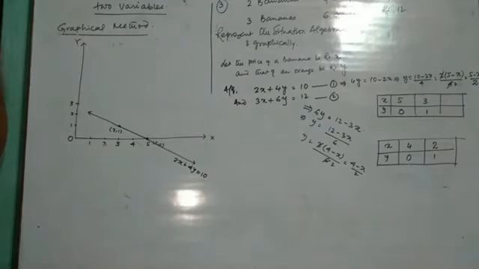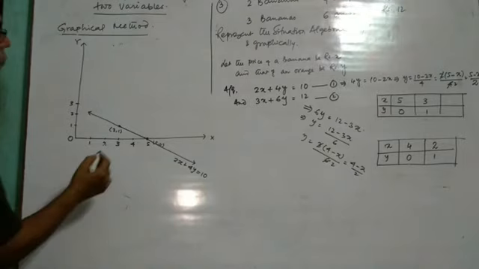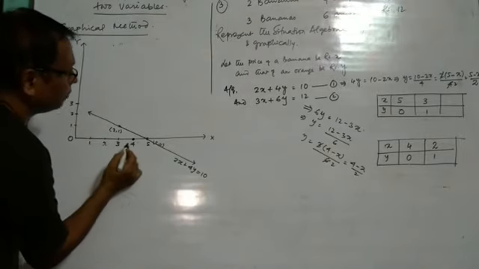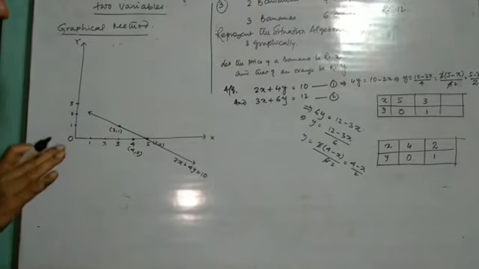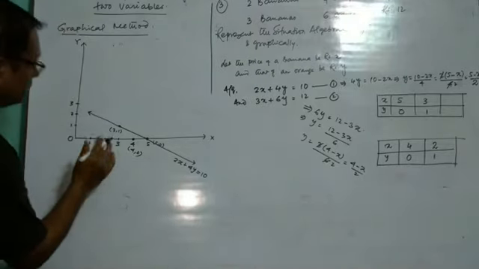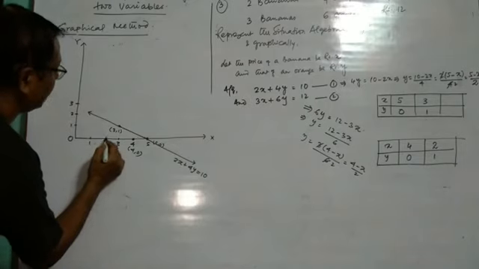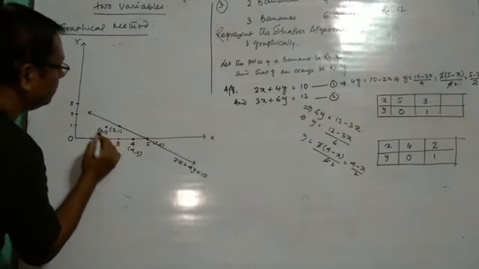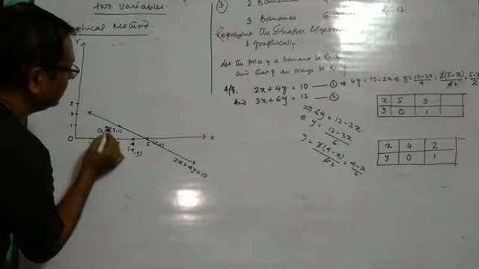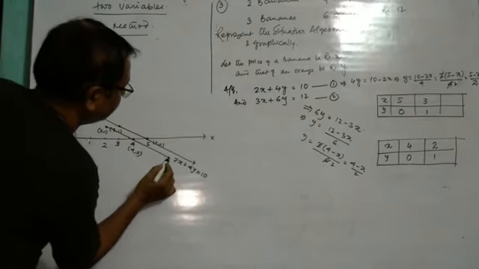Now the second equation we will plot. 4, 0. This is the 4, 0. You can write it here with the help of a pencil only. And 2, 1. This is 2 and this one is 1. This is 2, 1 with the help of a pencil, and we will join this and produce.